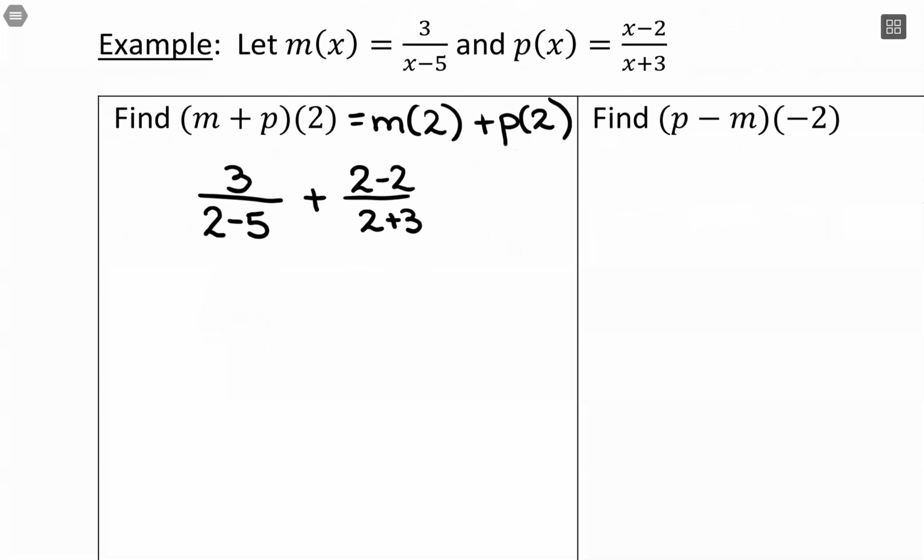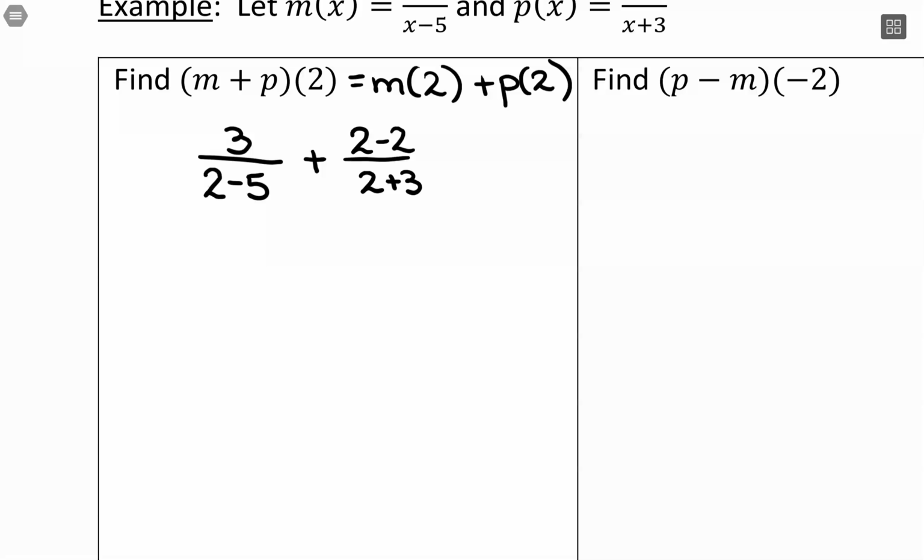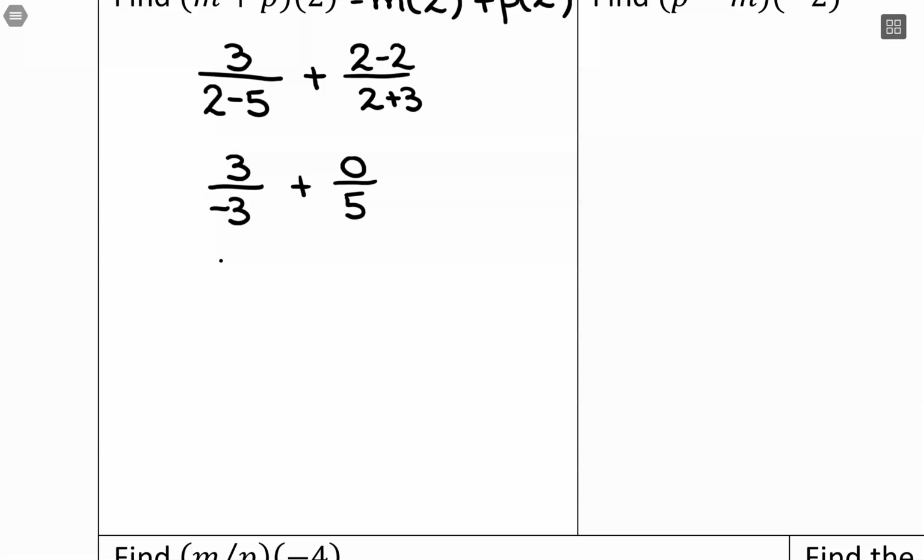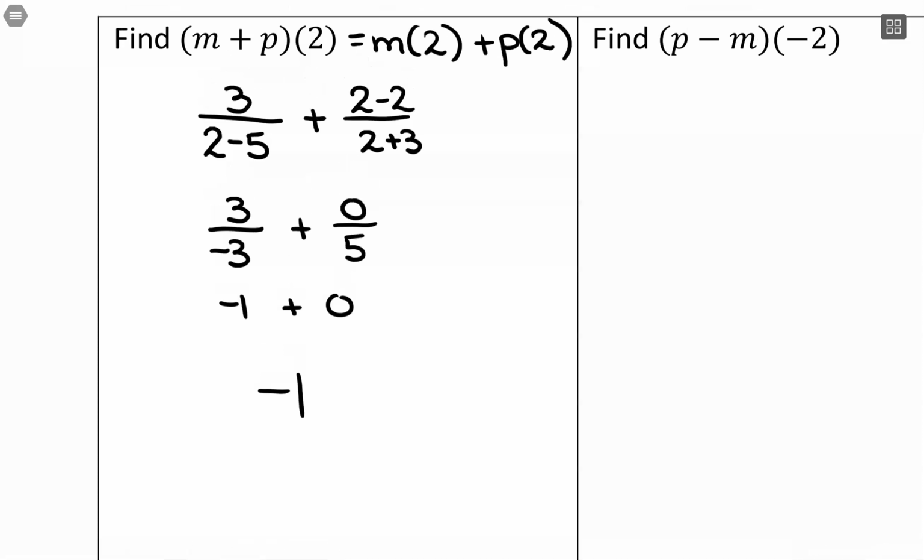This is where we can start to see our fractions come through. So on the left-hand side, I have 3 over, so 2 minus 5 is negative 3, plus 0 over 5. So this ends up being a negative 1 plus 0, so this is just negative 1. So we get a single value out from the combination of these two functions, and in this combination, we're having an input of positive 2.